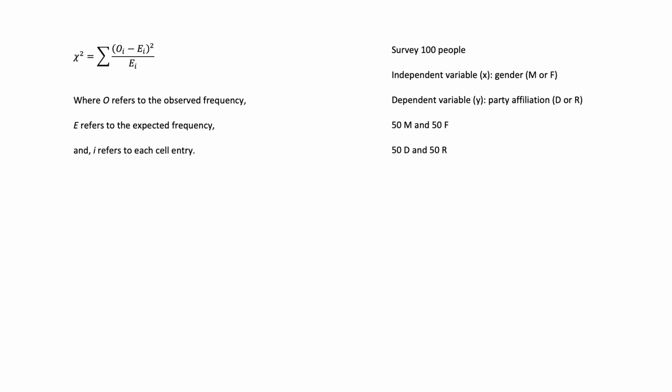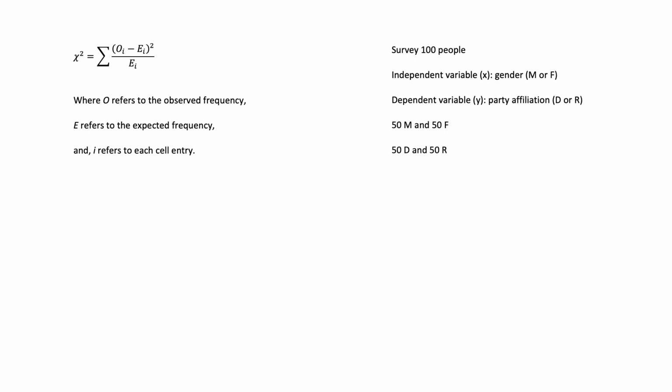To help illustrate how this works, let's suppose that we surveyed 100 people. Our independent variable x is gender, which we'll simply code as a dichotomous variable for male or female. Our dependent variable y is party affiliation, and for simplicity's sake, we'll code this as Democrat or Republican. This gives us 4 possible options: male Democrats, male Republicans, female Democrats, and female Republicans. Let's further assume that we have 50 males and 50 females, and 50 Democrats and 50 Republicans, although at this point I won't define how many male Republicans, female Republicans, male Democrats, or female Democrats we have.